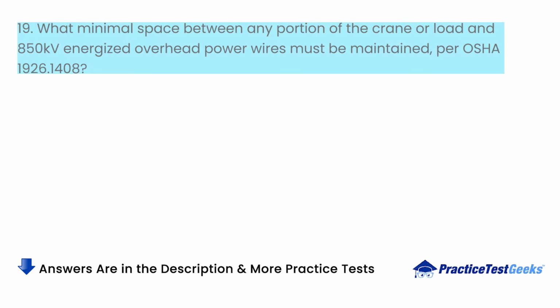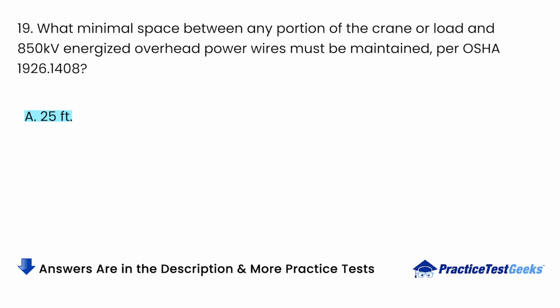What minimal space between any portion of the crane or load and 850 kV energized overhead power wires must be maintained, per OSHA 1926.1408? A. 25 feet. B. 30 feet. C. 45 feet. D. 35 feet.